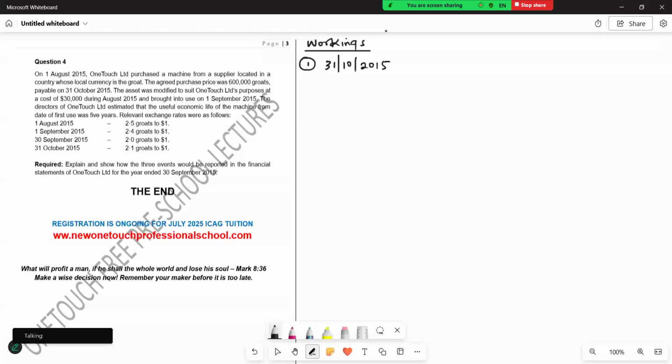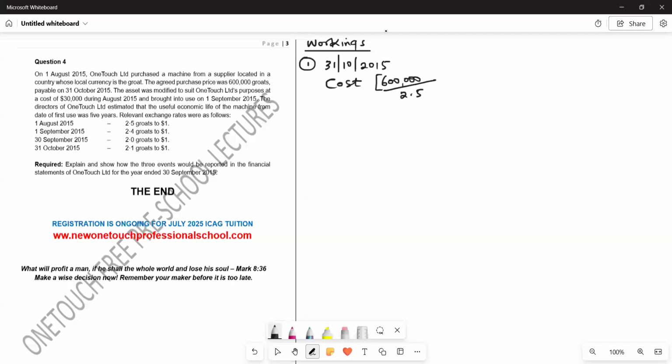Okay. So now let's look at the cost. The cost is 600,000 groats. So to convert to dollars, we have to divide, right? Yes, sir. So 600,000 over 2.5 gives us how much? 240,000. Okay. So this is the purchase cost.